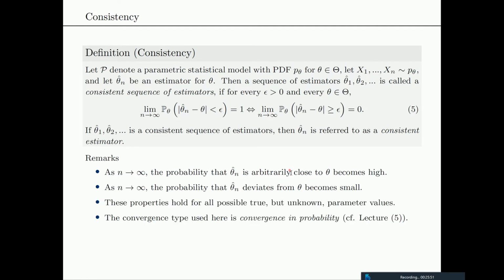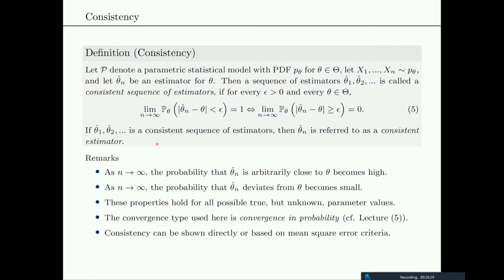And this is for all true but unknown parameter values. And again, this is convergence in probability. So you can also say this quicker than writing this out. You can also say if the sequence of estimators converges in probability to the true but unknown parameter value, because this is the definition of convergence in probability, then it's called consistent. And we will use this shorter definition of consistency later on, because this is just spelling out what convergence in probability means or how it's defined.